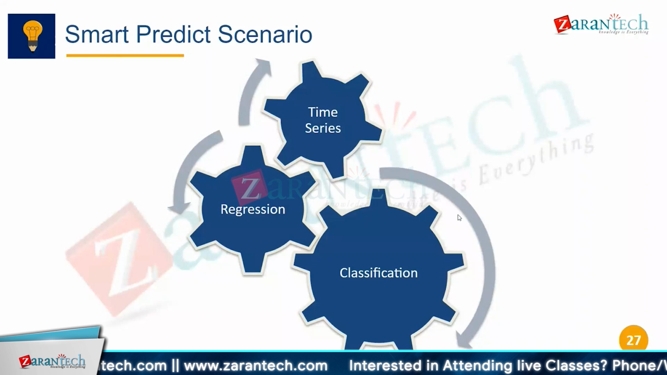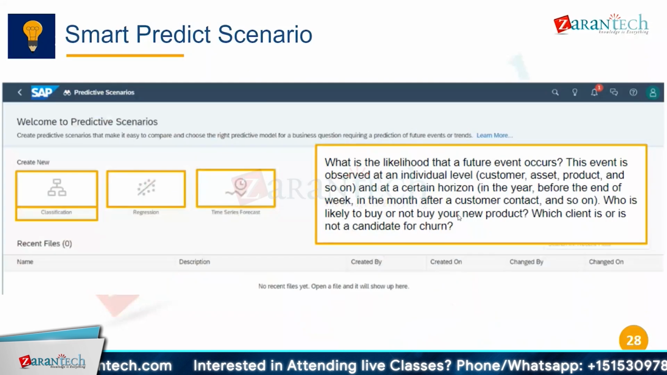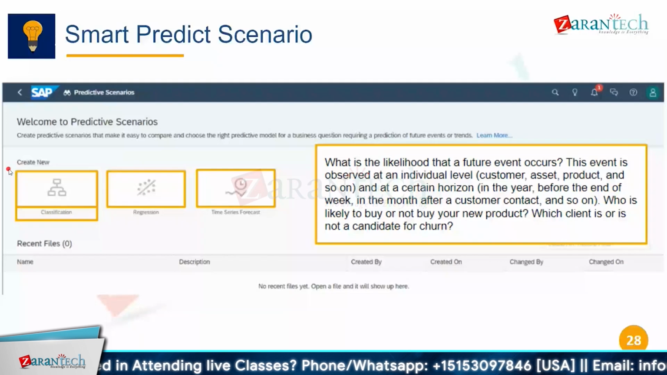So in such scenarios, you should always use binary scenarios. You should always use classification. I think with this, yeah. So basically, this is how the screenshot will be. For the predictive scenario, when you click on create new, you will have this option: classification, regression, time series. You can select one of the scenarios.